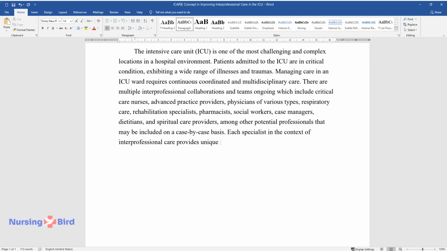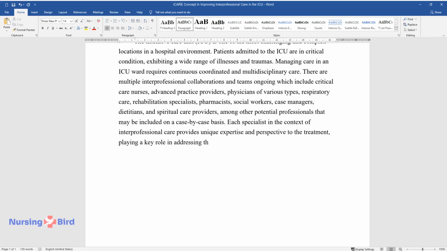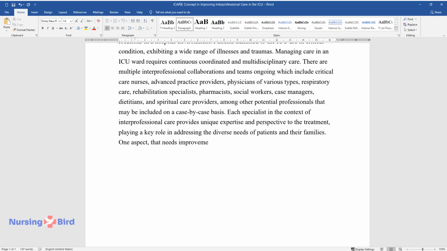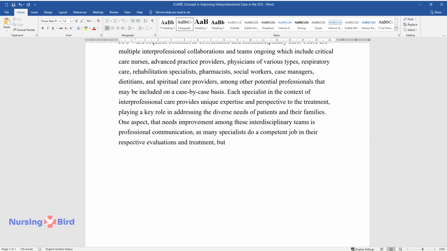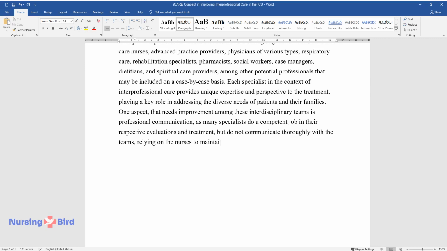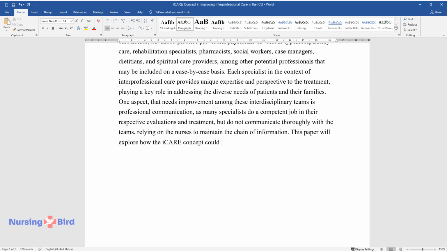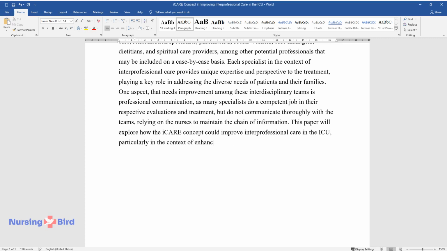Each specialist in the context of interprofessional care provides unique expertise and perspective to the treatment, playing a key role in addressing the diverse needs of patients and their families. One aspect that needs improvement among these interdisciplinary teams is professional communication, as many specialists do a competent job in their respective evaluations and treatment, but do not communicate thoroughly with the teams, relying on the nurses to maintain the chain of information. This paper will explore how the iCARE concept could improve interprofessional care in the ICU, particularly in the context of enhancing communication.